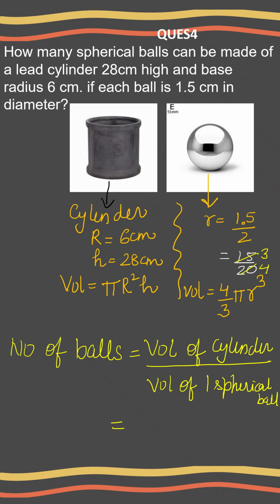Write the volume. First write the formulas. Pi capital R square h, as we have two solids, so both should be distinguished by different r's, and in denominator 4 by 3 pi small r cube. Now whatever is same, first cancel it. So pi is common in both, so cancel pi. Next replace all with its original numbers.